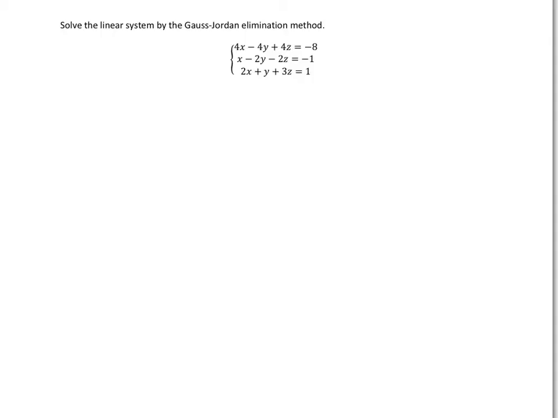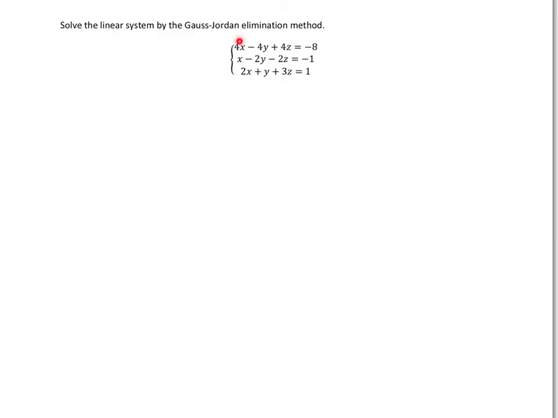Hello. So we'll be looking at how to solve systems of linear equations such as this one using the Gauss-Jordan elimination method. In order to do that, we need to convert the system into a matrix form. To convert the system of equations into a matrix form, we need to have all the variables aligned. Luckily, we do have all of them aligned.